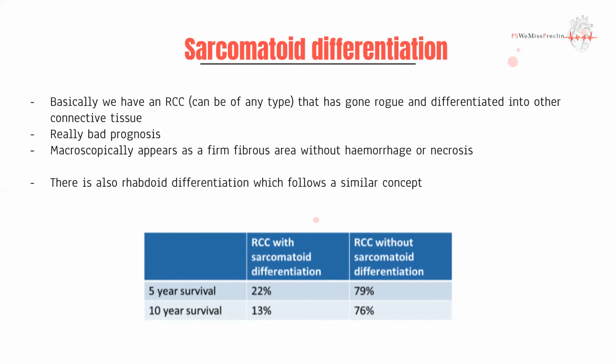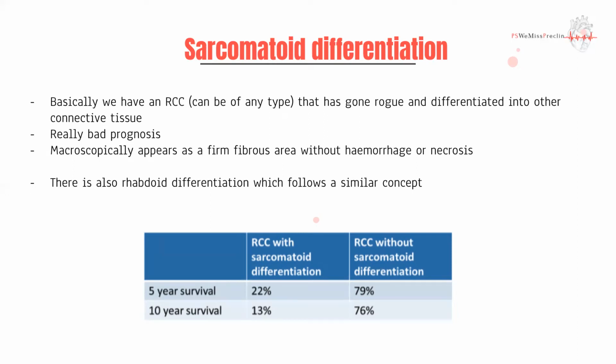Instead of having cells that are tubular but with neoplastic changes, you now have tissue that is differentiated into other connective tissue types, and this has a really, really bad prognosis. It usually presents with firm fibrous areas, and remember, it's fibrous tissue because it's connective tissue. And typically, they don't really have widespread hemorrhage or necrosis because it's not very vascular. There's also rhabdoid differentiation, which follows a very similar concept, but doesn't have a worse prognosis than RCCs. But sarcomatoid does have a worse prognosis.